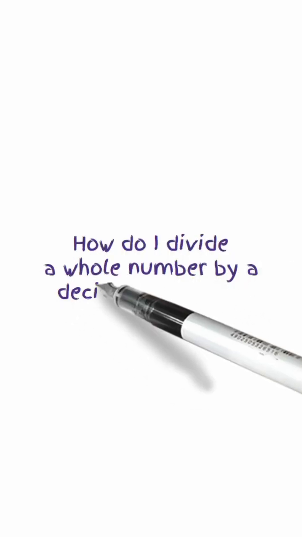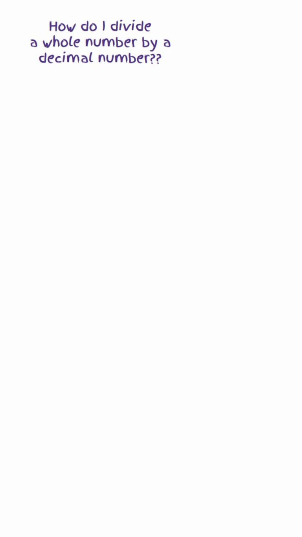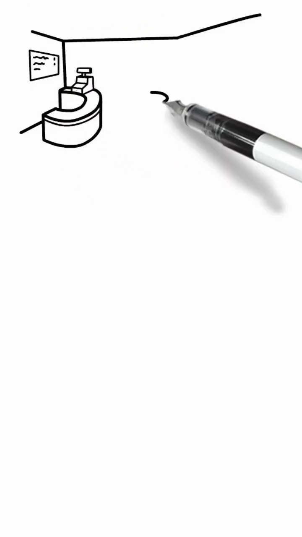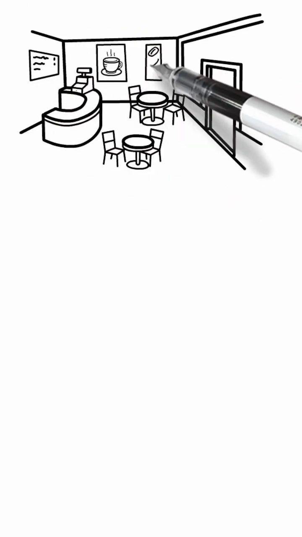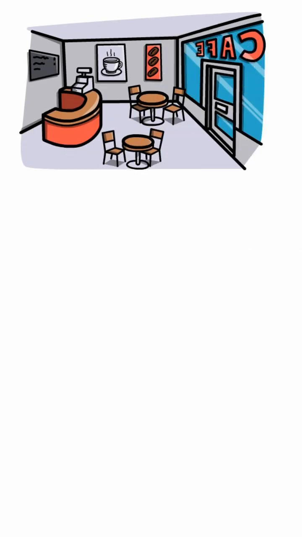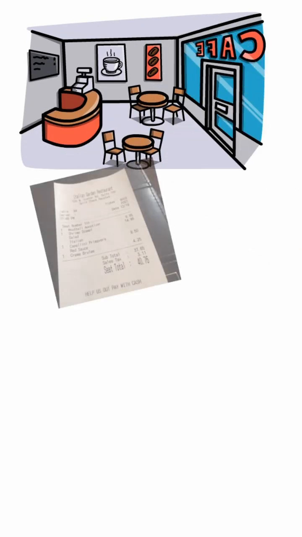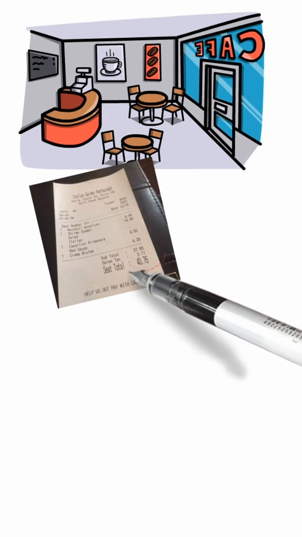When will you ever divide a decimal number by a whole number? I use this when I go out to eat with my friends. In this example, let's take the bill, $40.46, which is our total. We need to divide this bill by three persons.